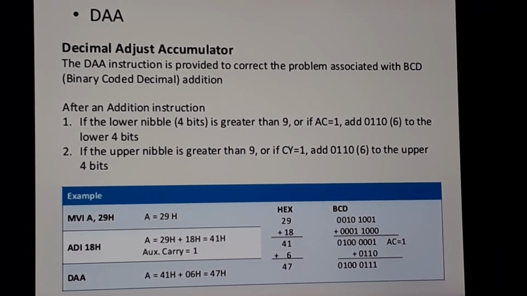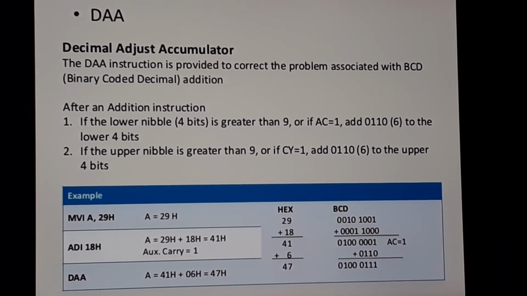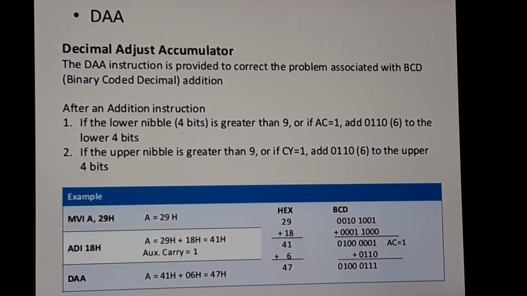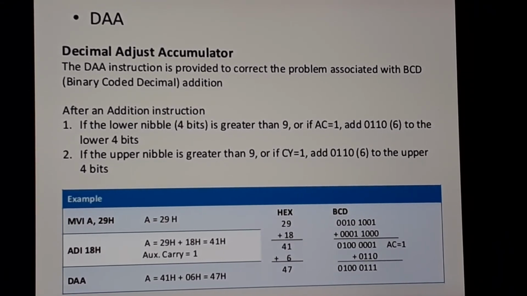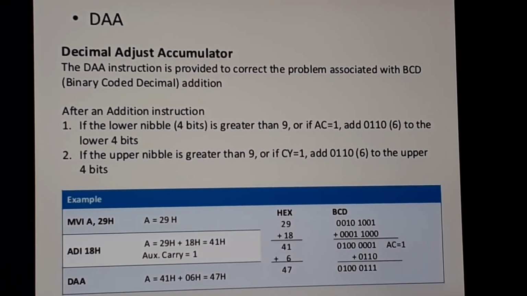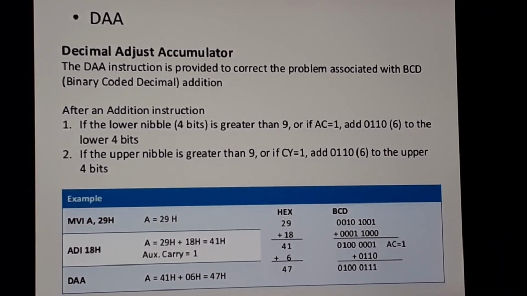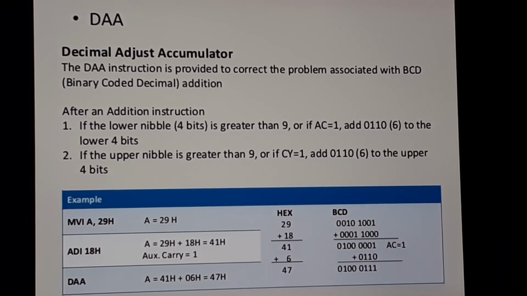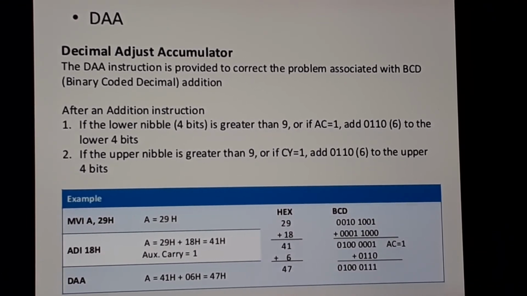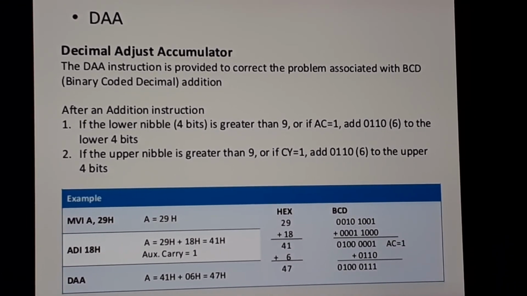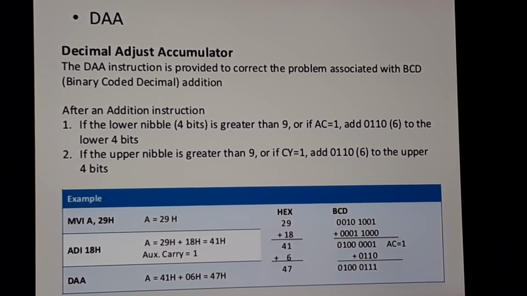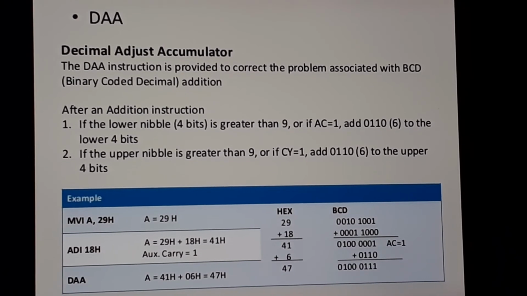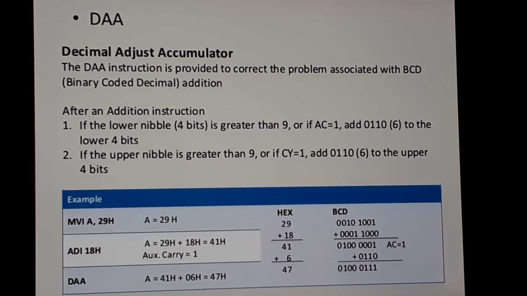Okay, see here I have taken an example as MVI A, 29H. A is 29H. Here on the right hand side I have shown the addition example also. The second instruction is ADI 18H. MVI is move immediate data, ADI is add immediate data to the accumulator. So in ADI, A is 29H, then the data is 18H.